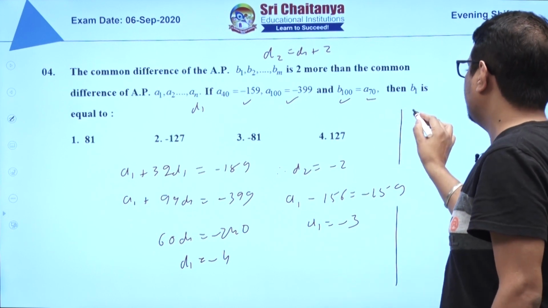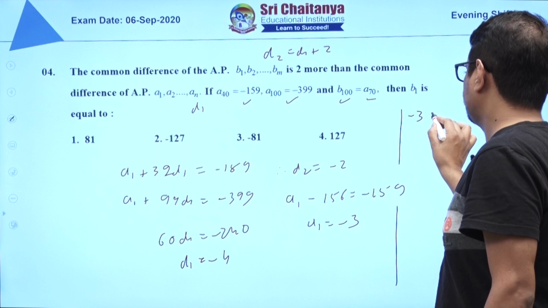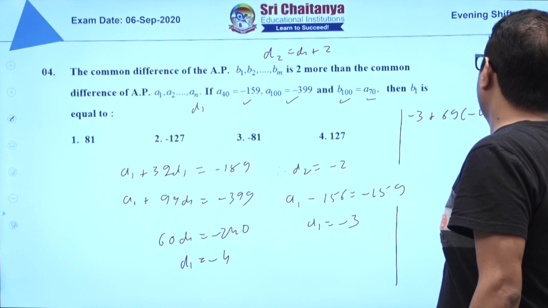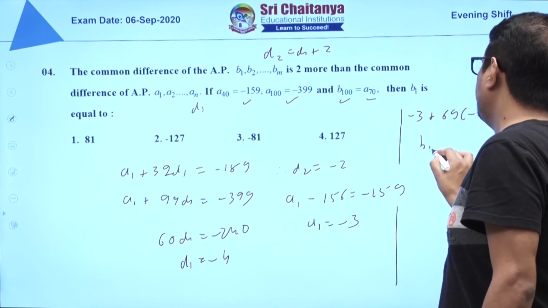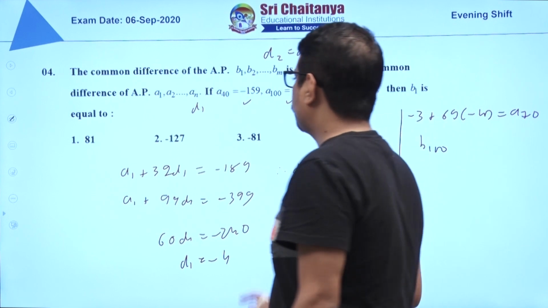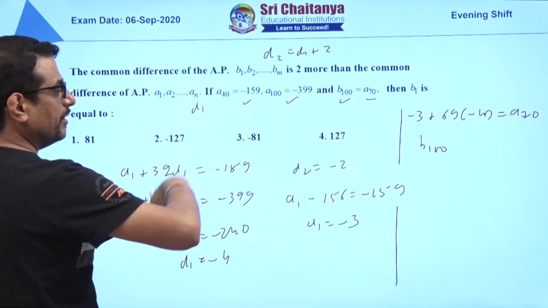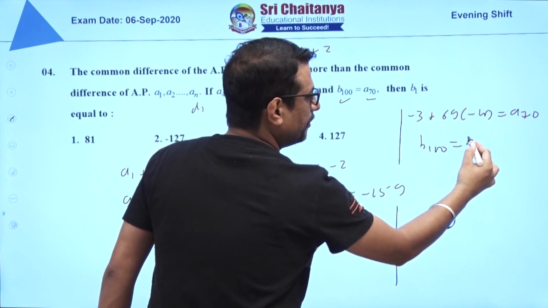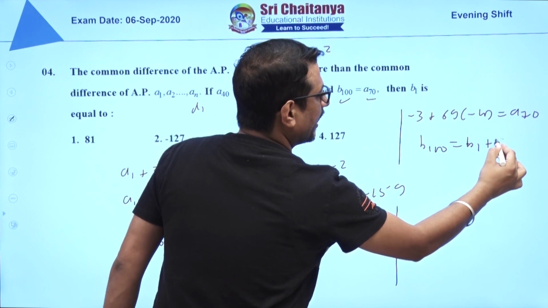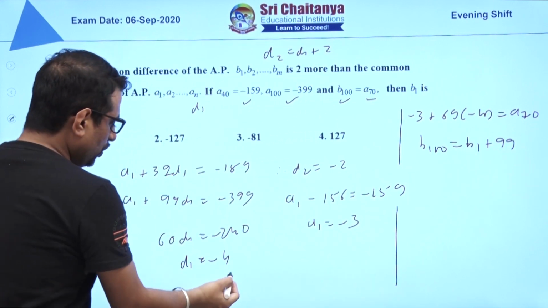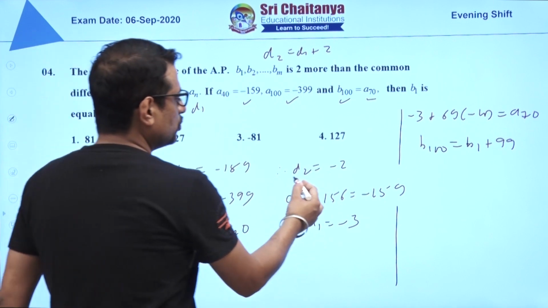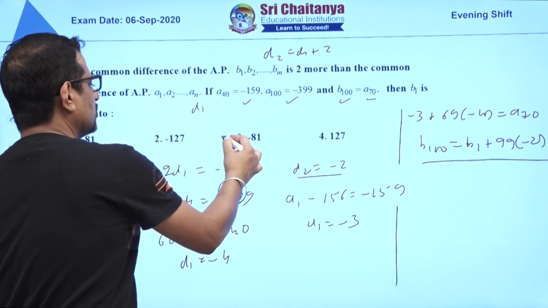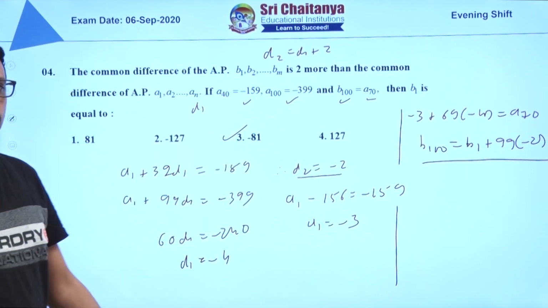So a70 will be what? A70 will be minus 3 plus 69 multiplied by d1, which is minus 4. This will give you a70, and this value will be the same as b100. So once you get b100, from the b100 value you have to calculate back b1. How will you calculate? B100, you write this value equals my b1 plus 99 into d2. And what is d2? D2 we have calculated as minus 2. So d2 is equal to minus 2, here you write minus 2. This will give you the value of b1, which on calculation comes as option 3. So let us move to the next question.